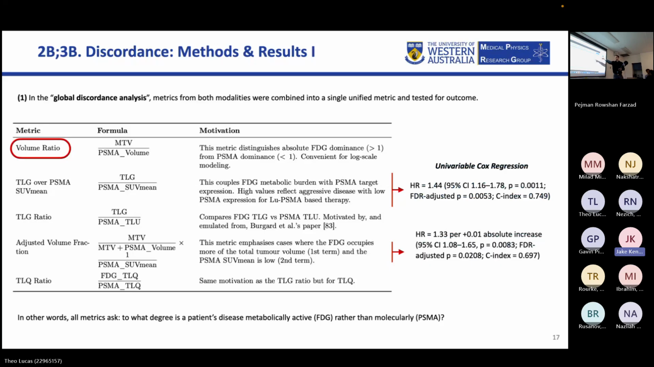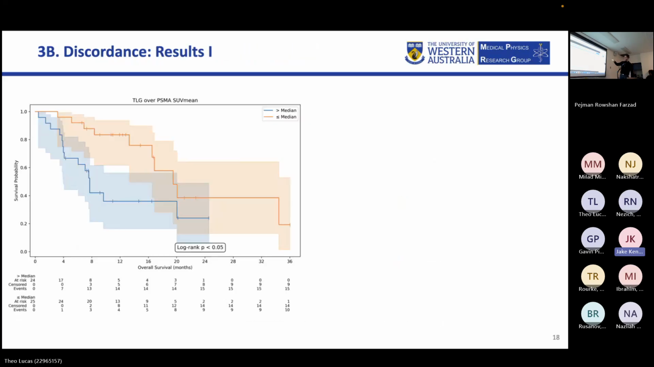So if that metric is high, it's tending to show that the TLG is high, so the FDG burden is quite active, or that the PSMA SUVmean is low, which means that the PSMA disease is less active. And this presented with a 1.44 hazard ratio. So patients with higher values of this metric tended to have a 44% increase in the hazard of death. And indeed, only this metric was able to stratify the Kaplan-Meier curve by a significant log-rank p-value. So what it's showing us is that patients with a higher value of this metric tended to have worse overall survival than the patients with lower values.